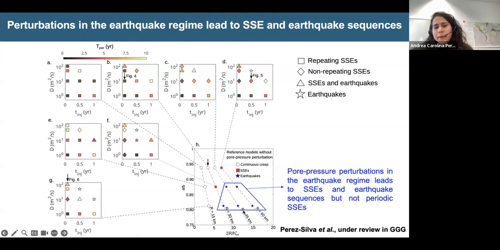We do not impose perturbations in the earthquake regime because we were interested mostly in reproducing quasi-periodic SSEs. We know that in this regime, these perturbations mostly lead to earthquake and SSE sequences, but not periodic SSEs, which is what we were looking for.